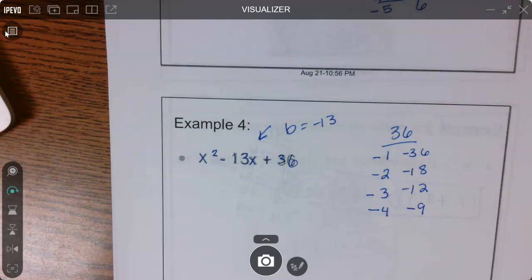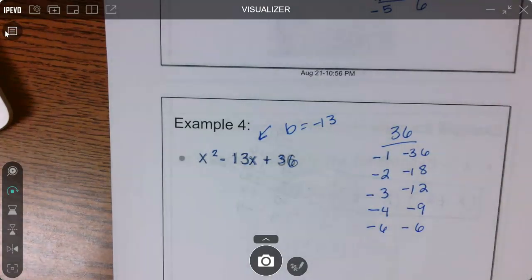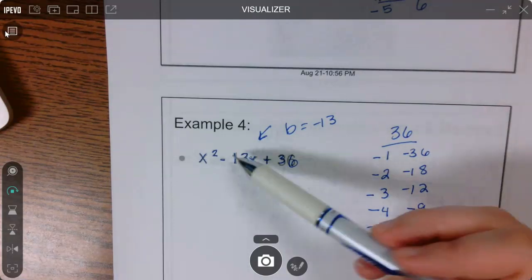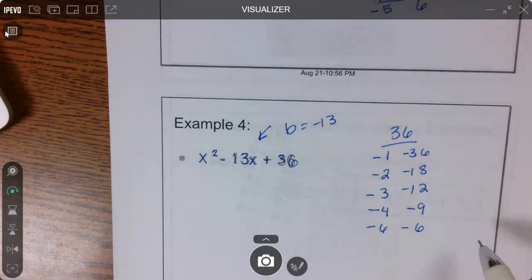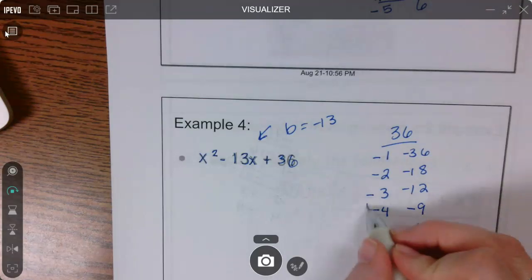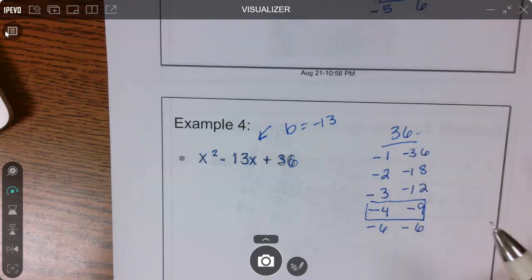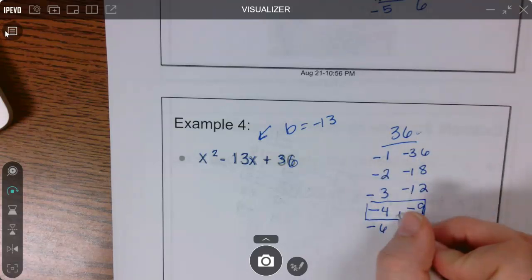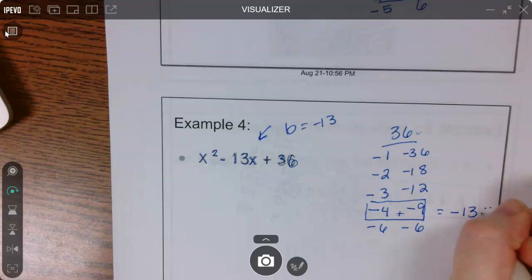8 doesn't divide into that. 5 doesn't divide into that. 6, negative 6, and negative 6. Those are all the factors that multiply to give me positive 36. But we need to find the combination that adds to give me a negative 13. Okay. So that's going to be here. Negative 4, negative 9 multiplies to give me positive 36. Check. Negative 4 plus a negative 9 gives me a negative 13. That's exactly what we are looking for.